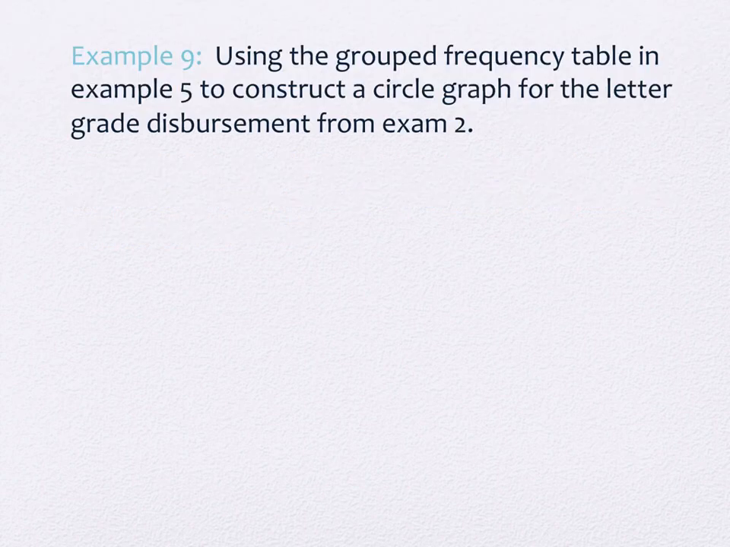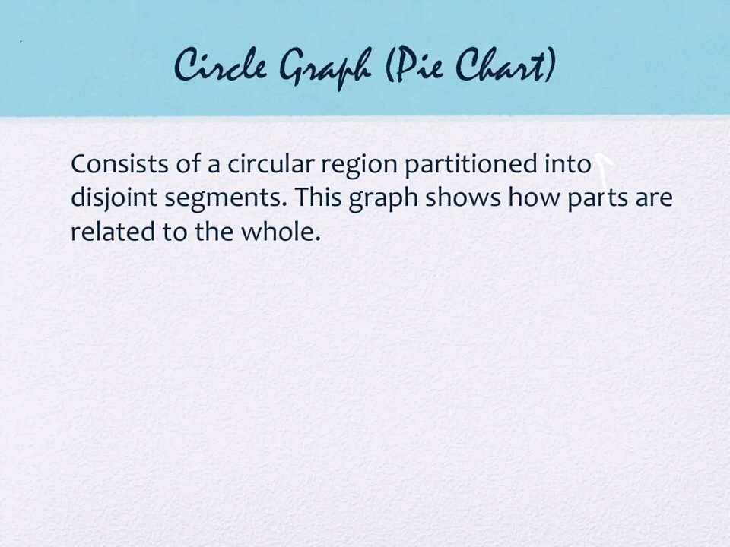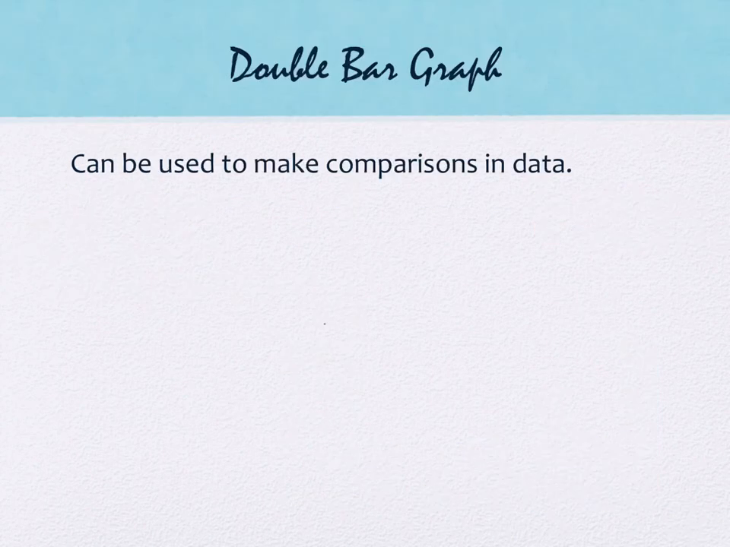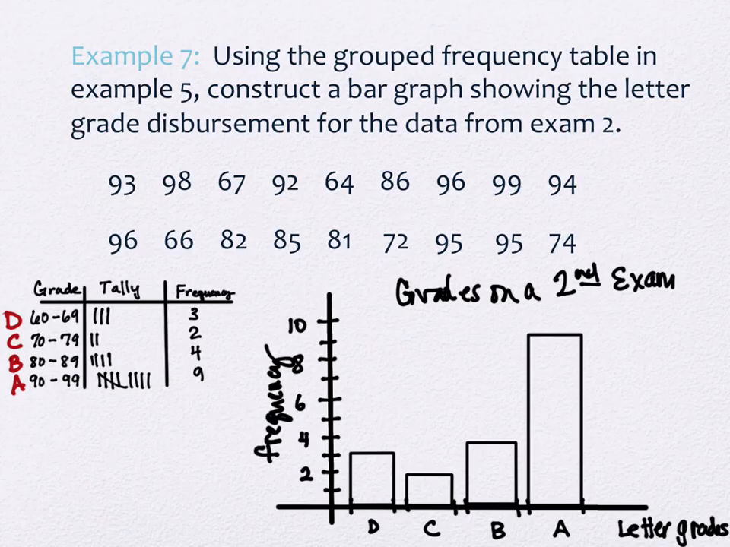So here's our example. It's the same one we've done before, the grouped frequency table with the second exam data, okay? And we're going to create a circle graph. So let me get my data from over here. I think it's here, yeah. And we're going to move it over there again one more time.